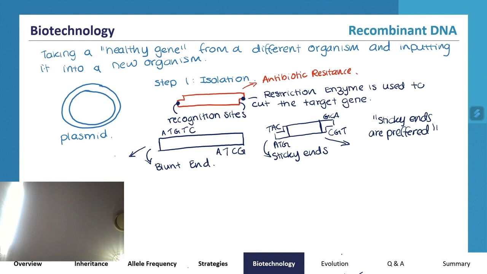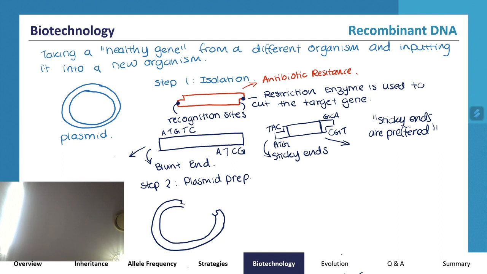Anyway, step number two is plasmid preparation. This is where we take that plasmid and we use the same restriction enzyme that we used to harvest the target gene DNA to cut a little section out of the plasmid DNA as well. So the restriction enzyme, the same one, cuts the plasmid, and this then becomes a plasmid vector.